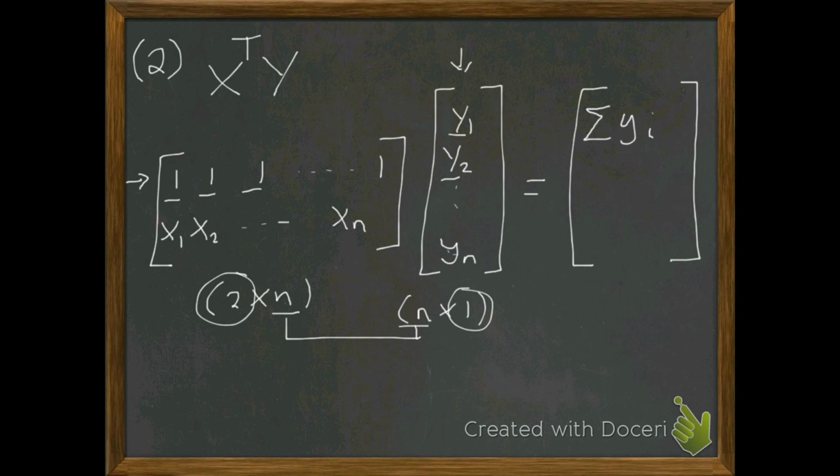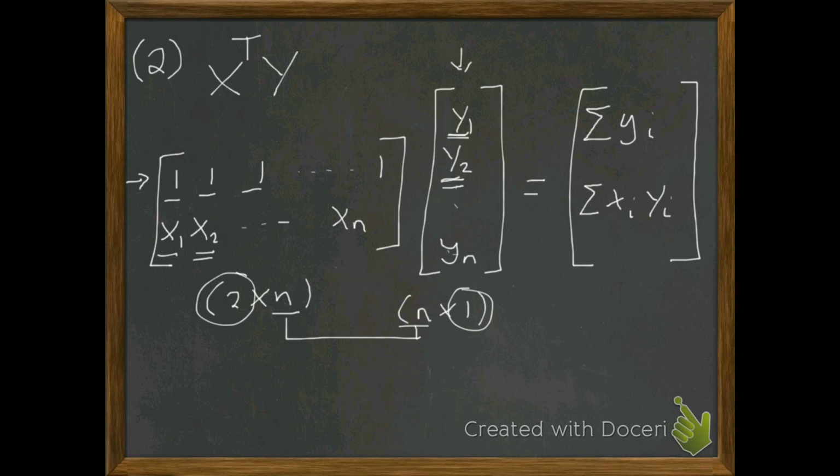Next we're going to get x1 times y1 plus x2 times y2. So there really shouldn't be much debate about what this is. It's just the sum of the products of x sub i times y sub i.